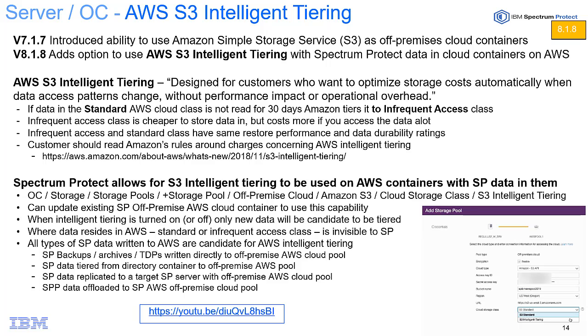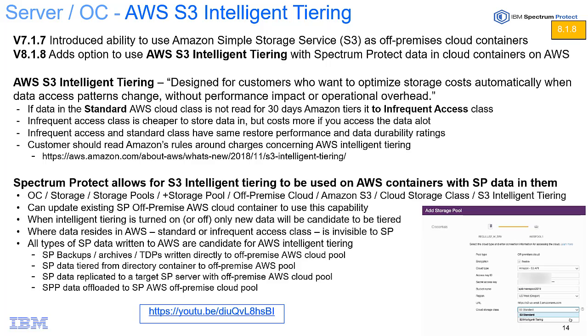In order to turn on AWS S3 Intelligent Tiering, you do have to set that up directly inside of AWS, and you do get charged a monthly fee to utilize this tiering inside of AWS. However, you can save money if you are infrequently accessing and reading that data. You should go out and read the Amazon rules around the charges on AWS, and I did put a link there to that.